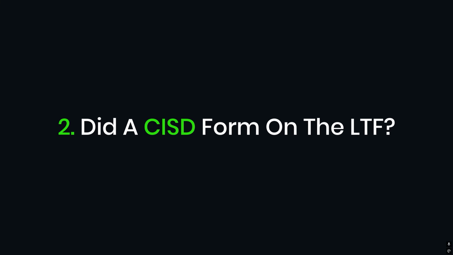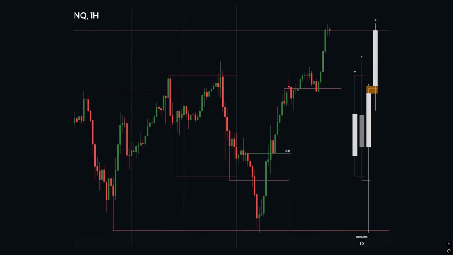Did a CISD form on the lower time frame? Second question, and this is the one most traders skip entirely, so pay close attention. The C2 on the higher time frame tells you where the reversal could be. It does not tell you that the reversal is actually happening. For that, you need to drop down to a lower time frame and wait for a change in state of delivery. Here's what that looks like in practice.